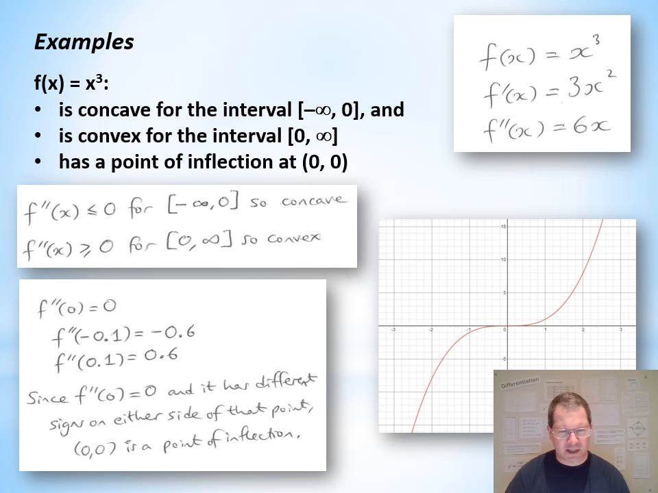And if we substitute a negative number or a positive number like negative 0.1 or 0.1 into 6x, we get a negative and a positive answer. So f double dash 0 is 0, and it has different signs on either side of that point. Hence (0, 0) is a point of inflection.